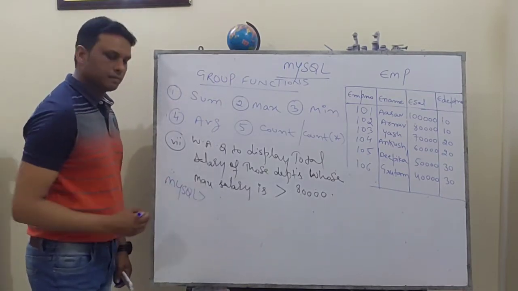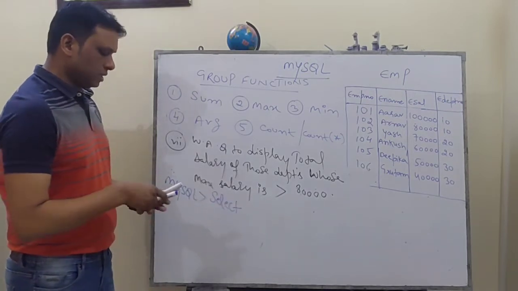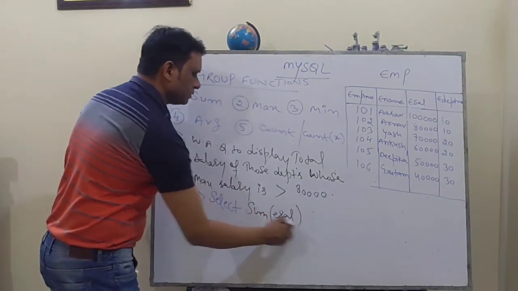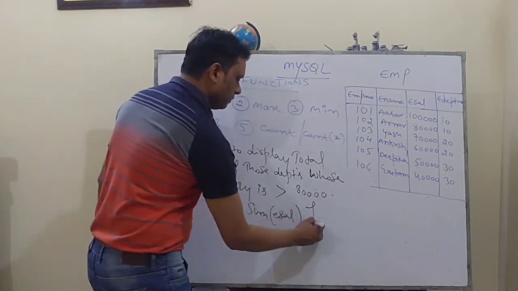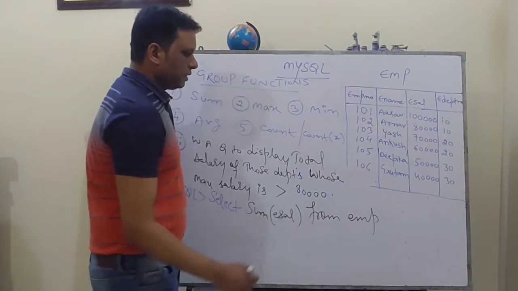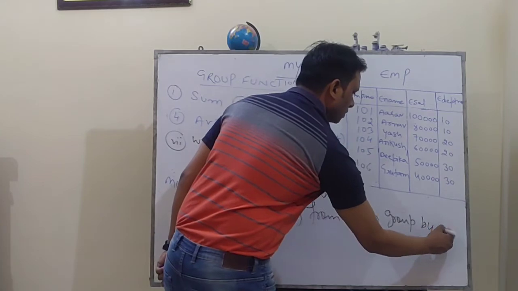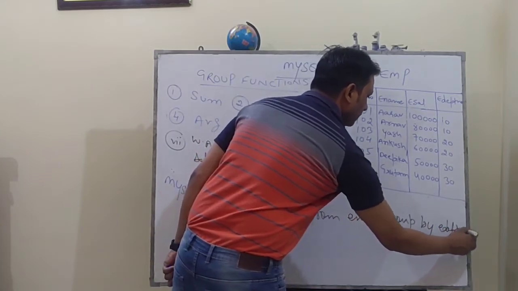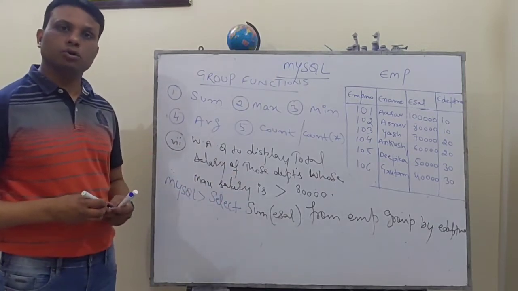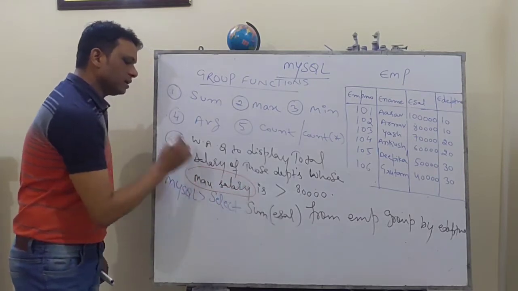In MySQL, it is select. For total salary we have to write sum E salary from EMP. Then group by. Group by what? Group by E department number, same as the previous query. But there is a conditional part also. In this conditional part, we have to find the maximum salary.